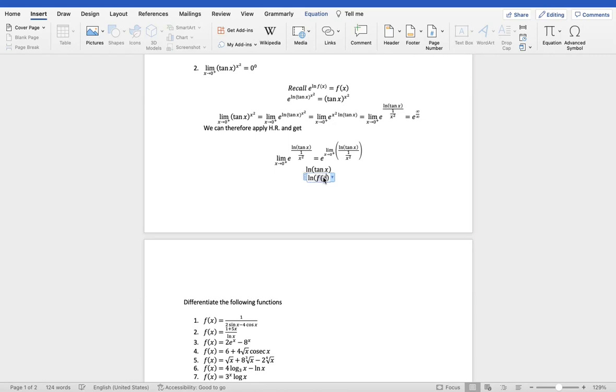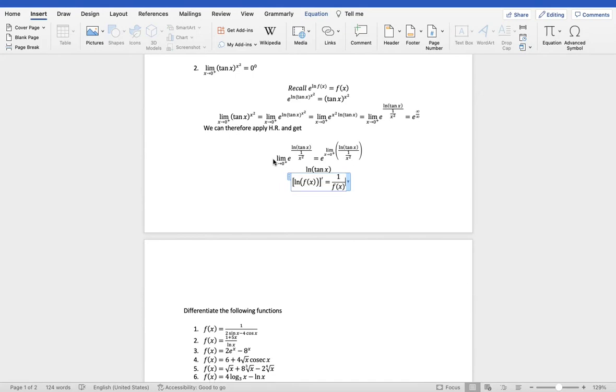For a general function f of x, the derivative of ln of f of x is equal to, this is also an expression that you should be familiar with. It's equal to 1 divided by the function f of x, multiplied by the derivative of f of x. So that's as simple as that.